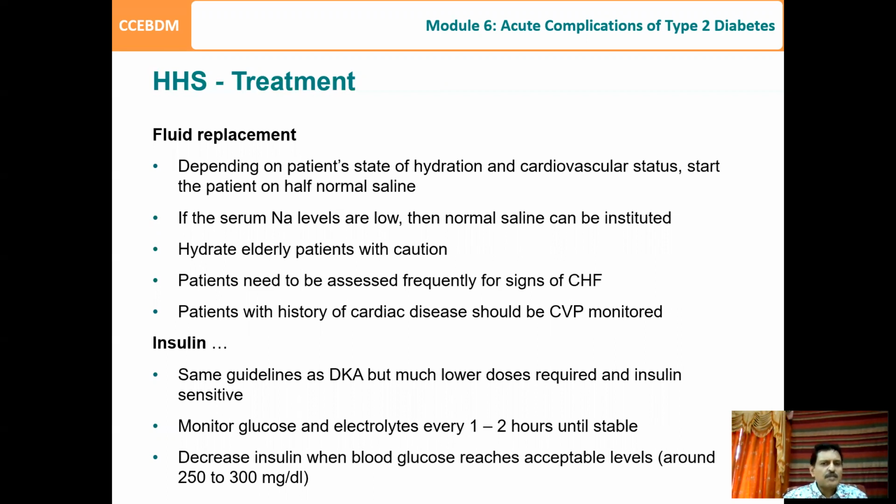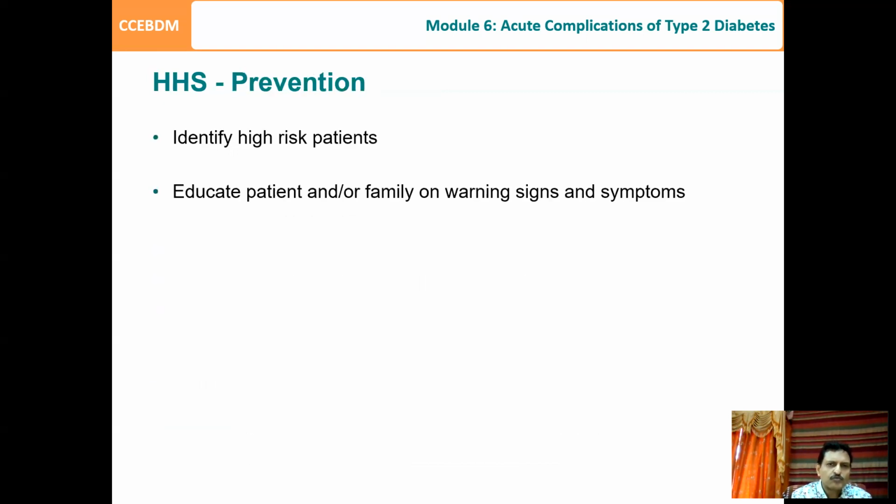For insulin, it is the same as in DKA, but we can give a much lower dose, especially if the patient is sensitive to insulin. Monitor the glucose and electrolytes every 1 to 2 hours until stable, and decrease the insulin when the blood glucose level reaches about 250 to 300. As we do that, we have to start the glucose infusion along with the insulin when the glucose value goes between 200 to 250 or 250 to 300.